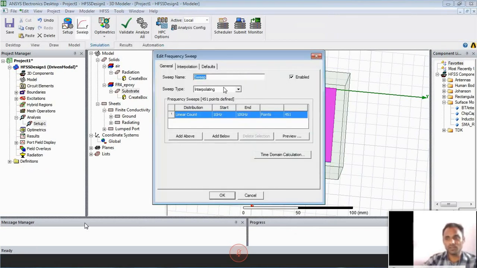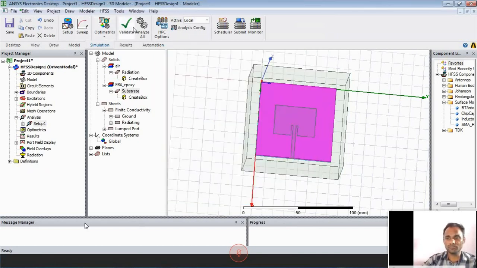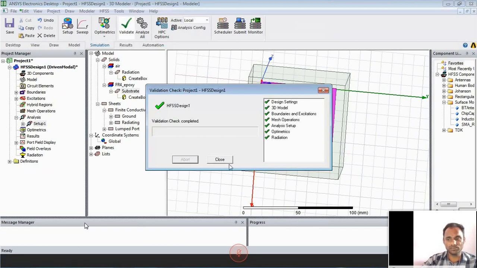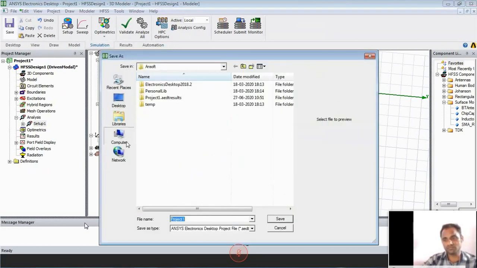Then go for sweep. In the sweep, as I told you yesterday, we select the fast Fourier transform, then change to linear step or count, whichever it is, and take a step here. Our frequency range is 1 to 5, and the step size is 0.1 gigahertz. Just give OK. Now validating my setup, all are correct. So I'll save this project into my location.